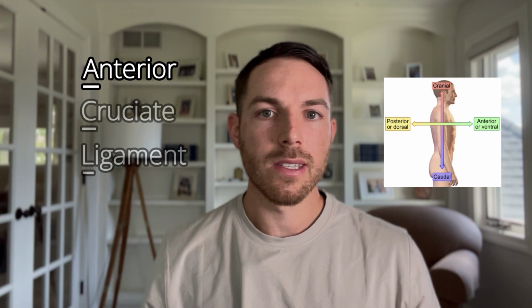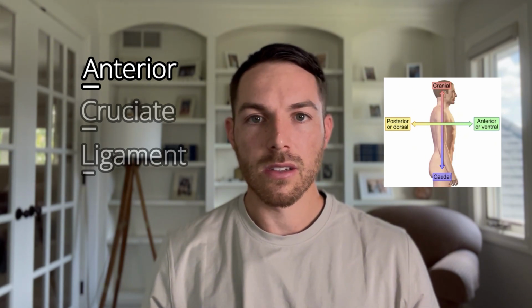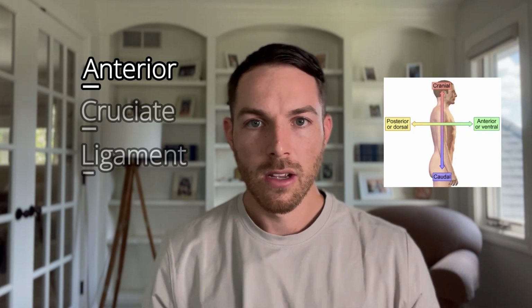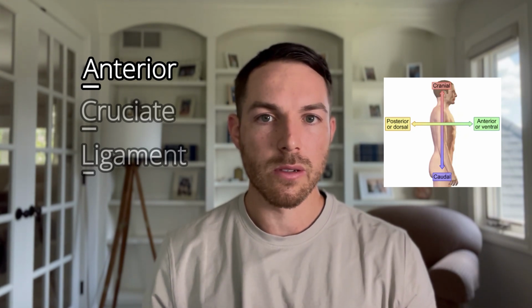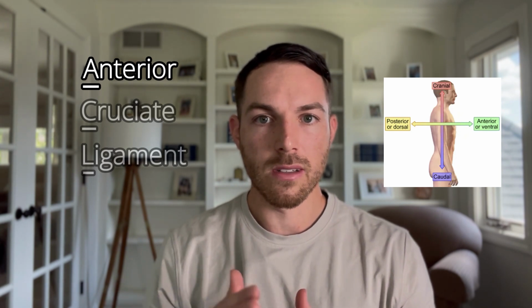There are two ligaments inside the joint, the ACL and the PCL. The PCL stands for posterior cruciate ligament. The word posterior just means behind. So as we designate those two ligaments from each other within the joint, the ACL, or the anterior portion, just means the ligament that's in front.